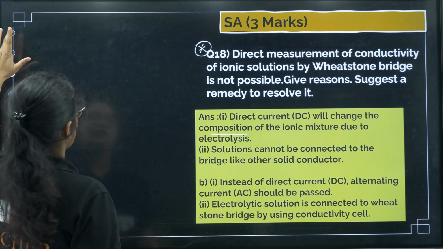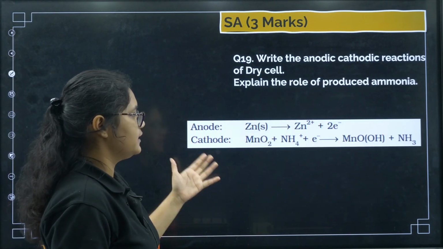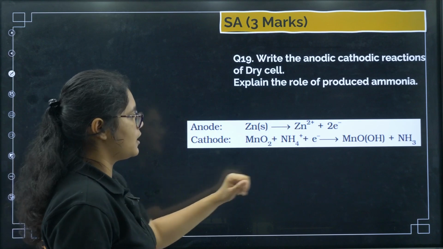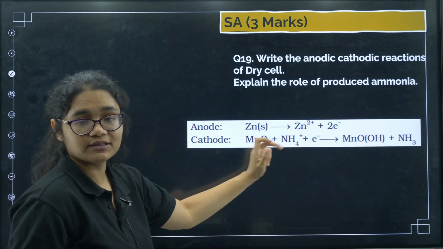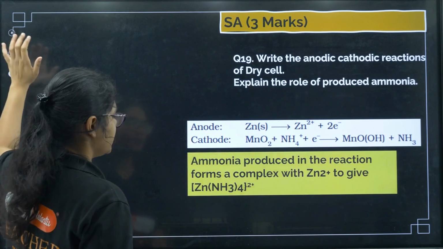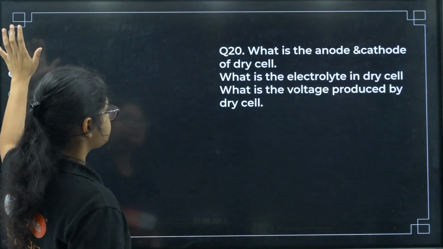Okay. Next is anode and cathode reactions of a dry cell. You can write down here what is the role of the ammonia produced. The role of the ammonia produced is it forms a complex with the Zn2+ ions, to give you [Zn(NH3)4]2+.